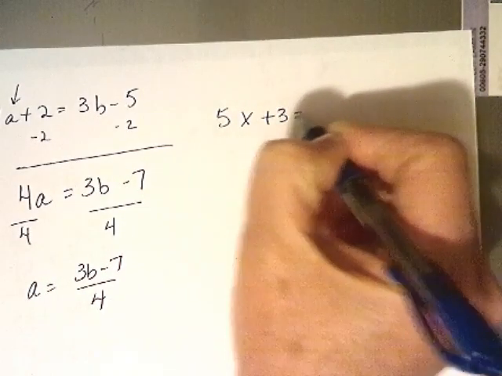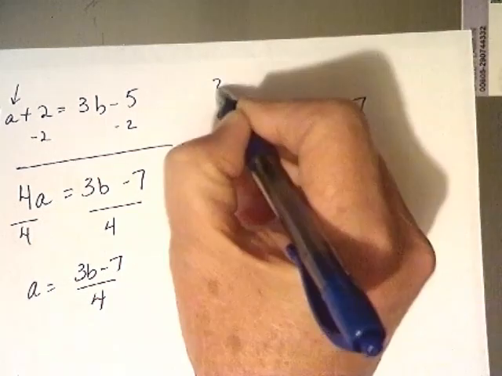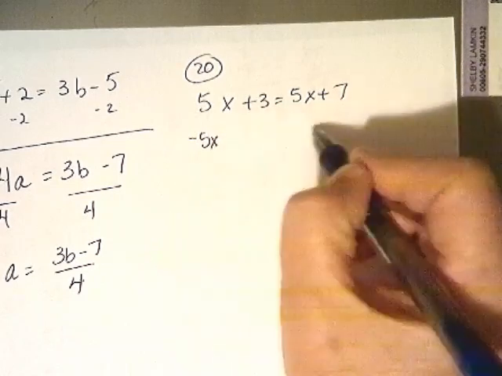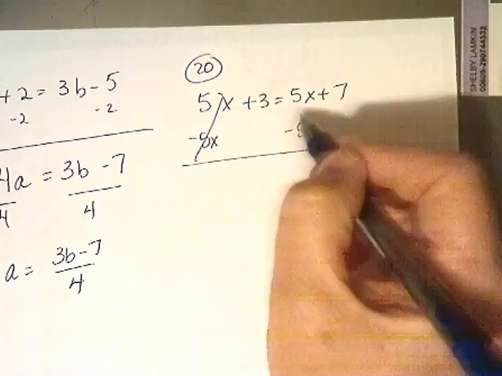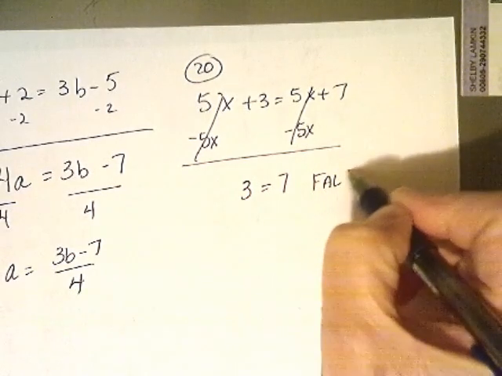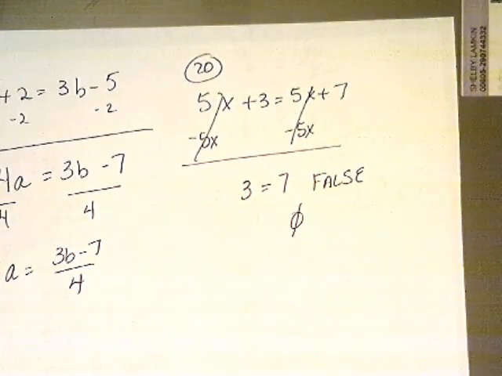20 says solve 5x plus 3 equals 5x plus 7. You're going to subtract the 5x from both sides. When you do that, it's going to cancel out and you get 3 equals 7. That is false. So the answer is no solution.